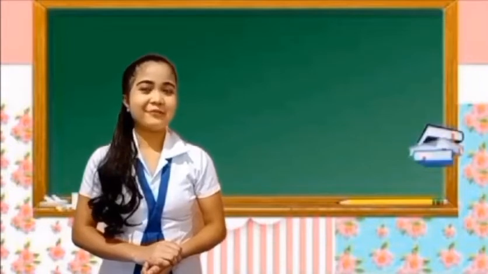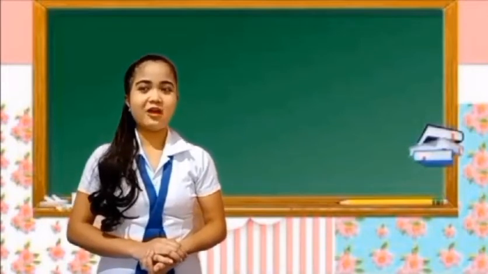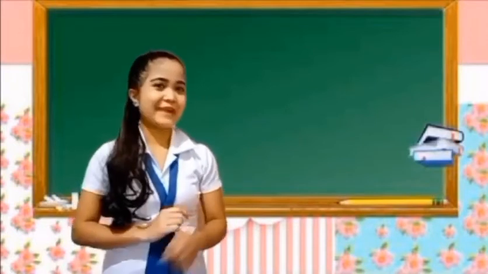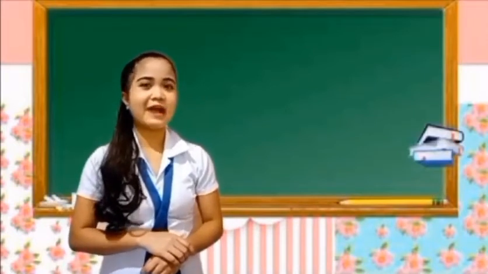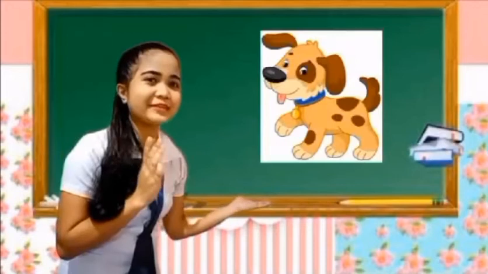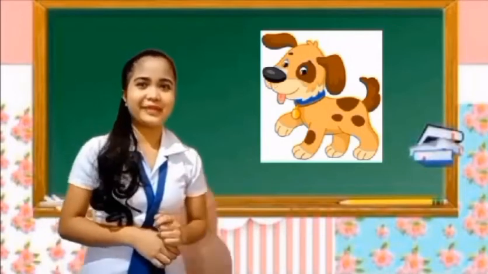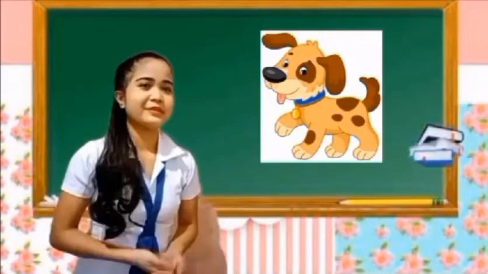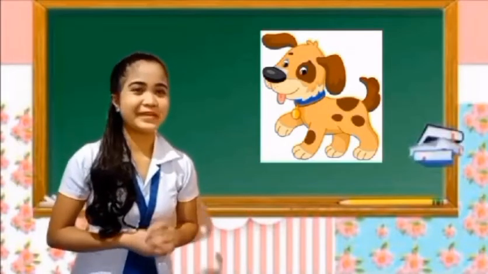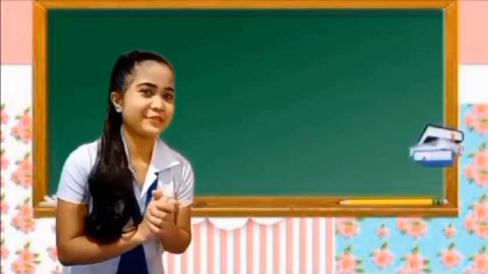Okay, class, I will show you some pictures here and I want you to tell me what kind of animal this is, and how does it move. First, what kind of animal is this? Yes, Zia. Okay, dog, very good. So how does a dog move? Yes, Kenneth. Okay, sometimes slow and sometimes fast. Very good.